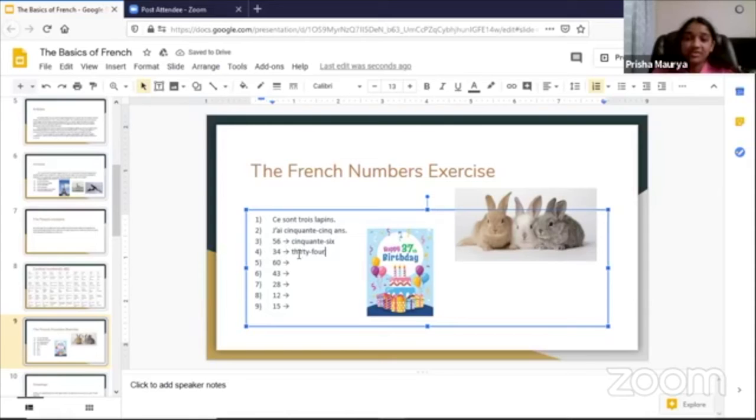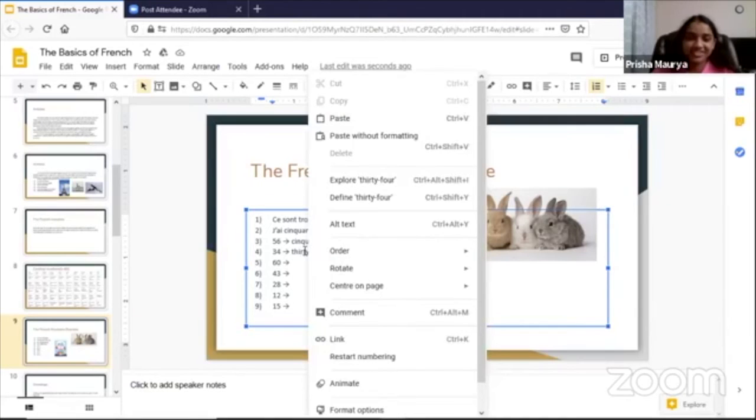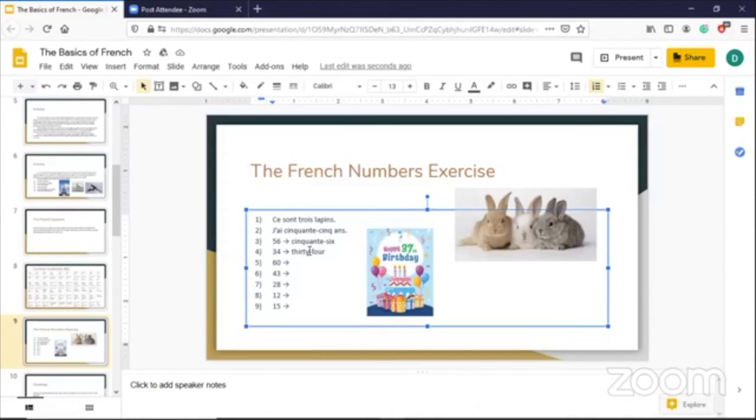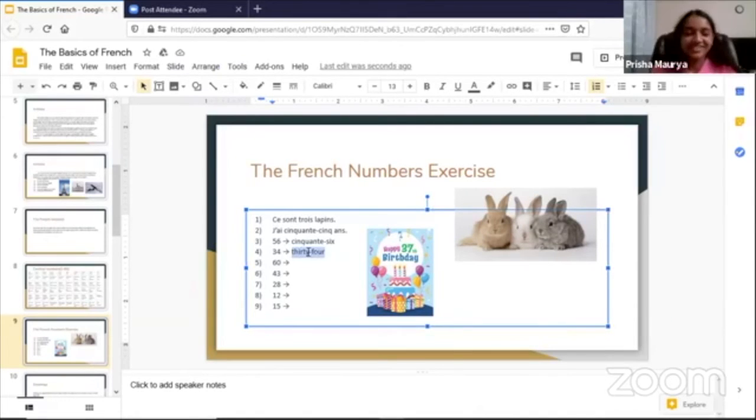Now, 30 because it means... So is it trente? Trente and what was it? Quatre, or trente-quatre? That's amazingly right. That's right. Trente.